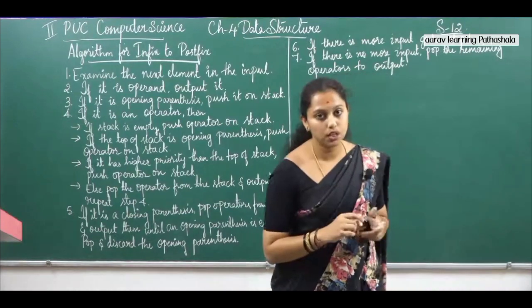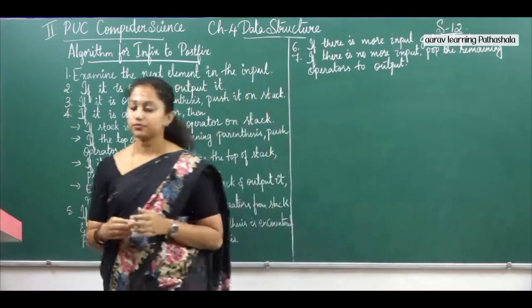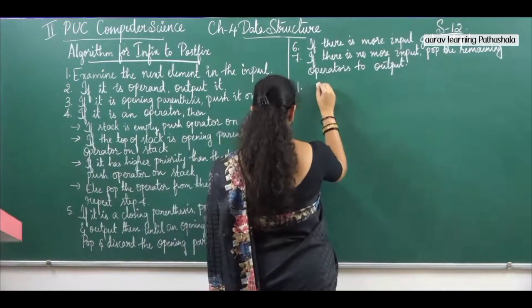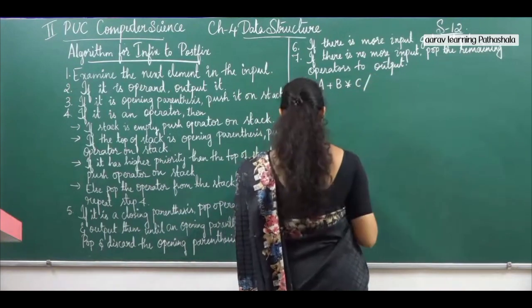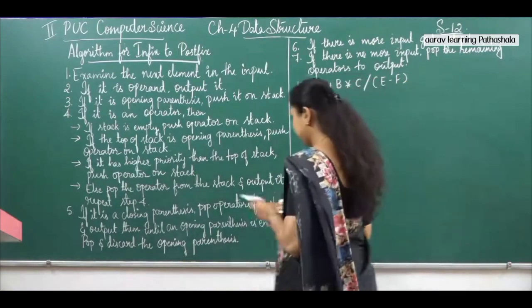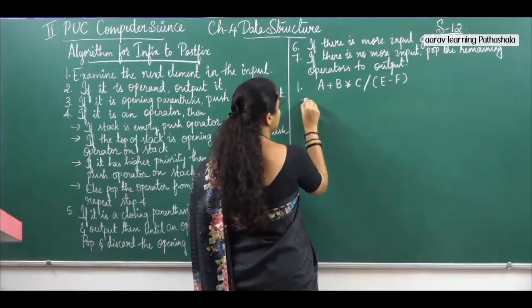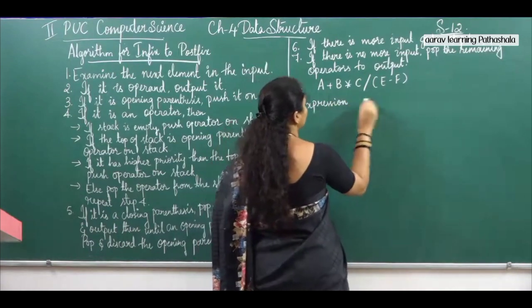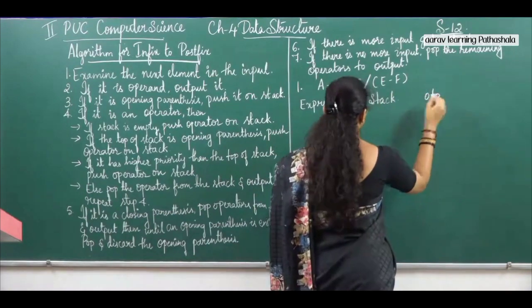Now let's see how to convert from infix expression to postfix expression. The first expression: A plus B star C minus F. The first column is the expression column, then the stack, then the output.